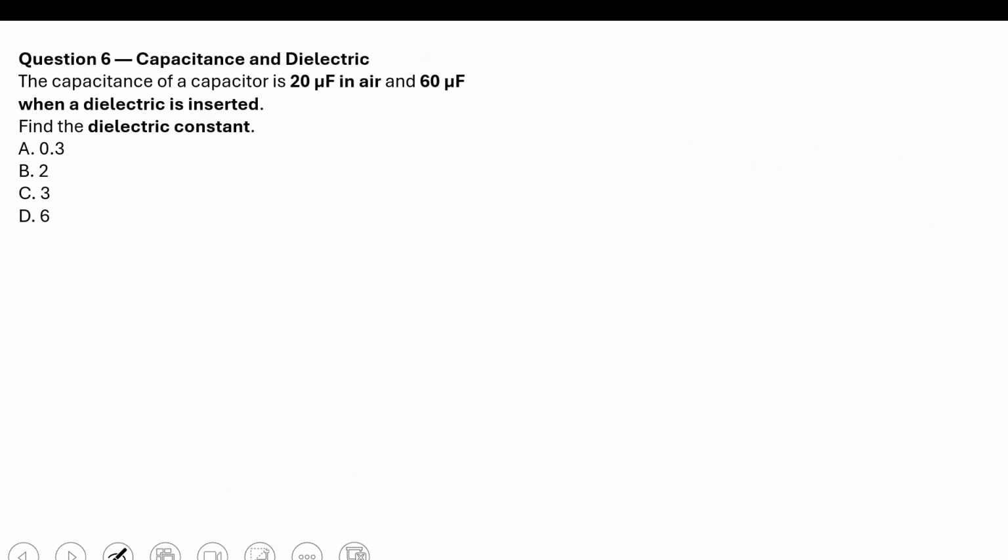0.5 ampere is option B. Okay. So number 6 is about capacitance and dielectric. The capacitance of a capacitor is 20 microfarad in air and 60 microfarad when the dielectric is inserted. We are finding the dielectric constant. Okay, so there's a formula for that. K is equal to C dielectric over C air. That is capacitance in the dielectric over capacitance in air. That will give you the dielectric constant K, right?